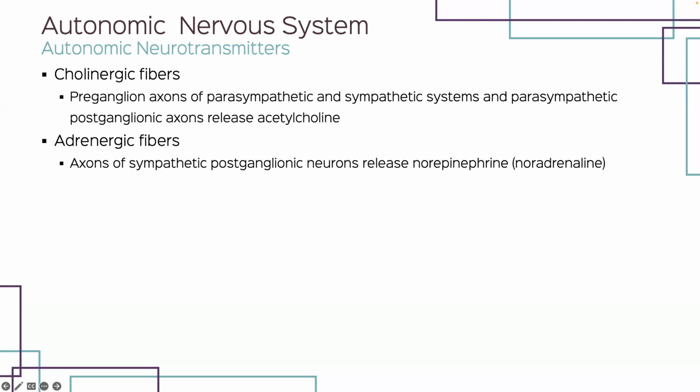Now, the sympathetic preganglionic axon and the parasympathetic postganglionic axon will release ACh, or acetylcholine. These axons are going to be classified as cholinergic fibers. However, only one type of autonomic axon releases the neurotransmitter noradrenaline. This is the axon of a sympathetic postganglionic neuron, which is then classified as adrenergic fibers.